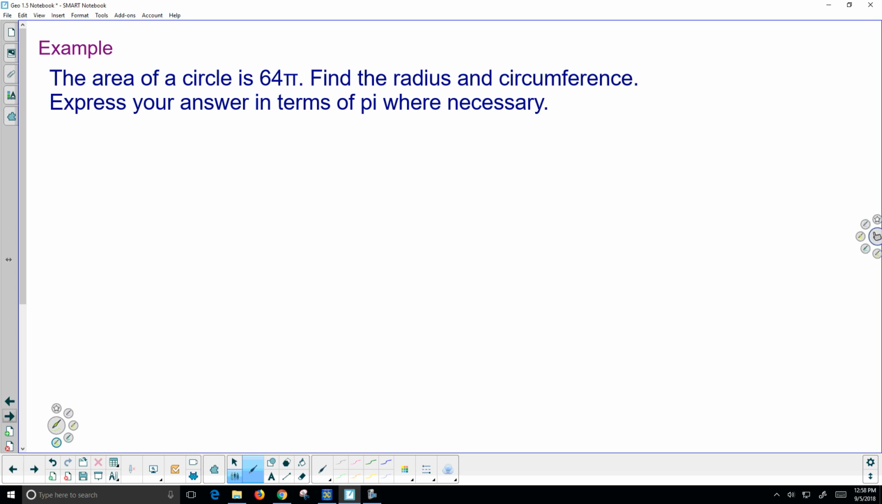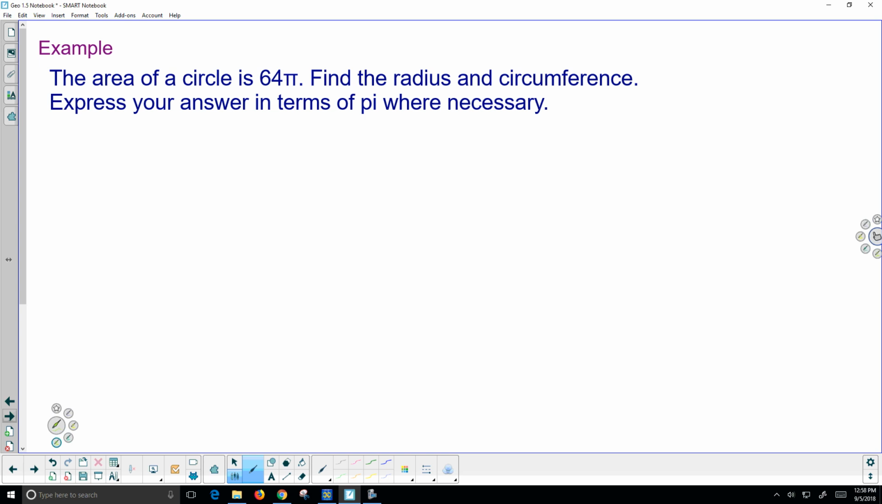All right, the next one says the area of a circle is 64 pi. We need to find the radius and their circumference. And it says express your answer in terms of pi where necessary. That means pi will be in my answer. I don't have to pick up my calculator.